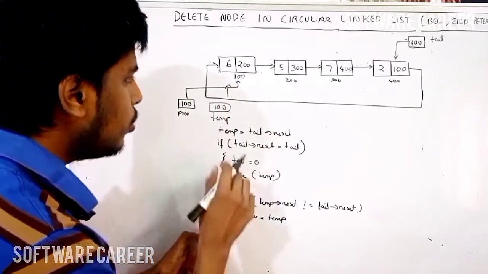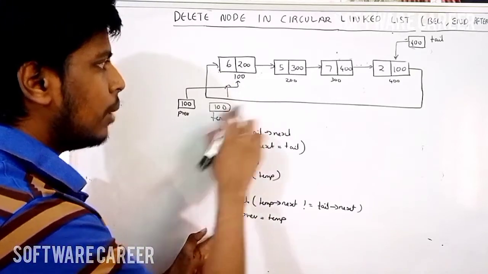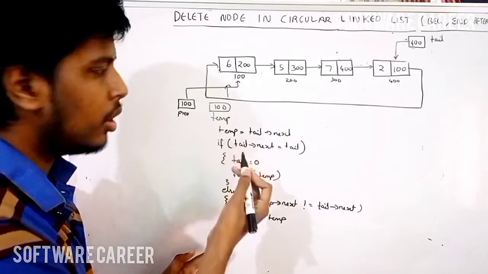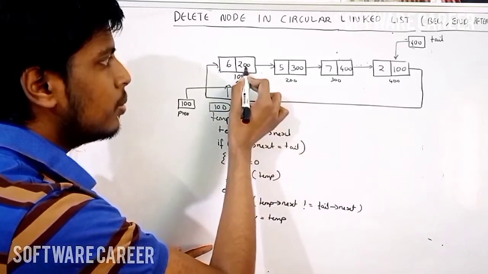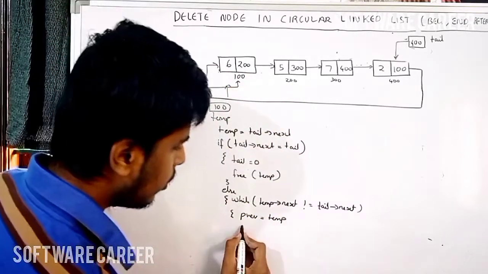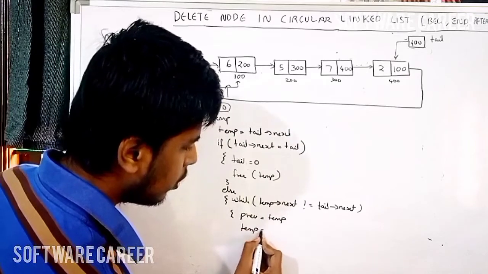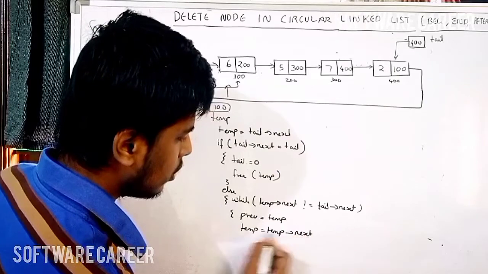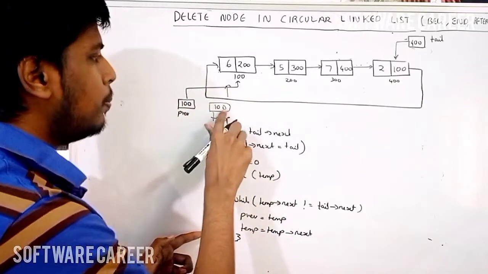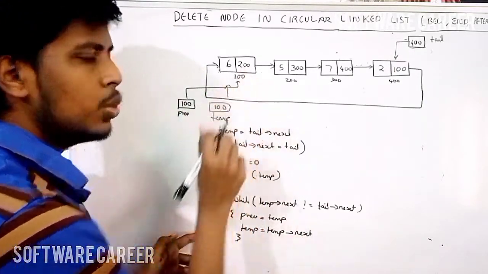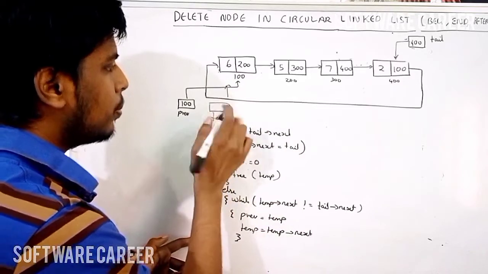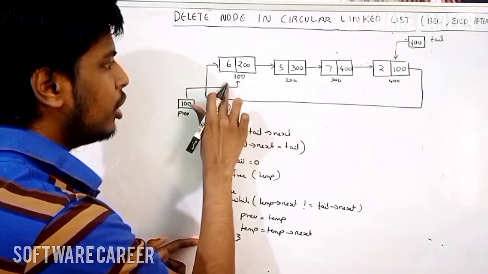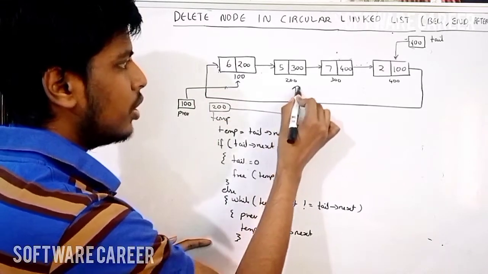Now see, the next step is I should move the temp pointer to the next node. So 200 should be stored in this temp pointer. Where can you get 200? From this pointer. So temp equals temp next. Now see, temp is 100. 100's next is 200. 200 is stored in this temp. So this link is cancelling. It's not pointing to the first node. Now it's pointing to the second node.